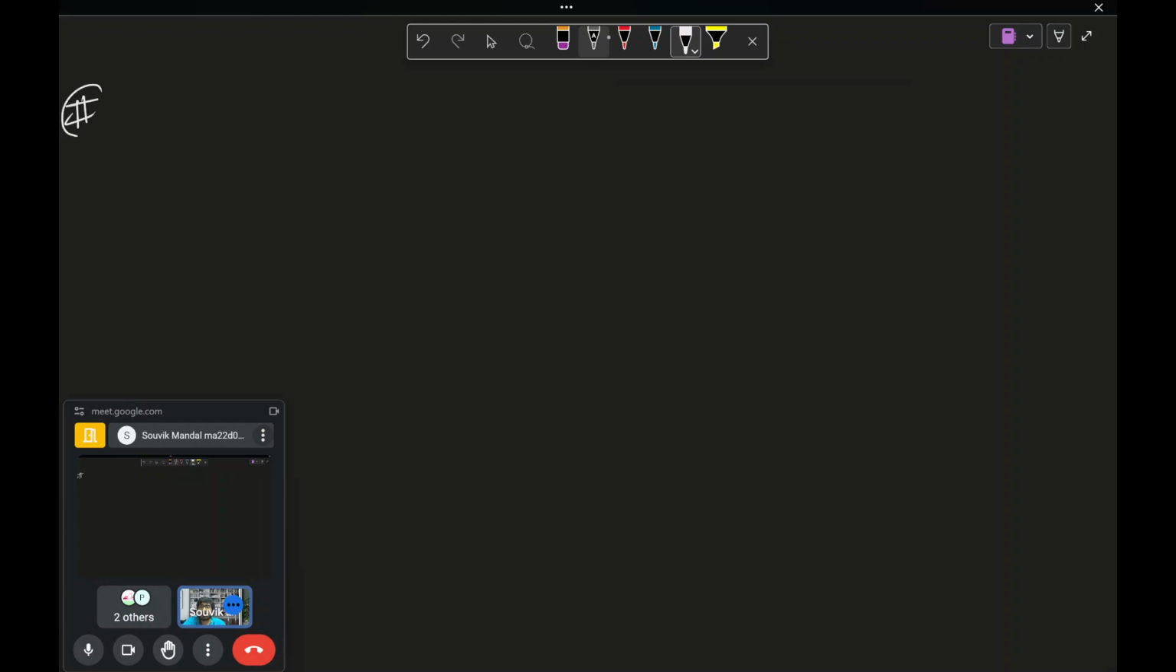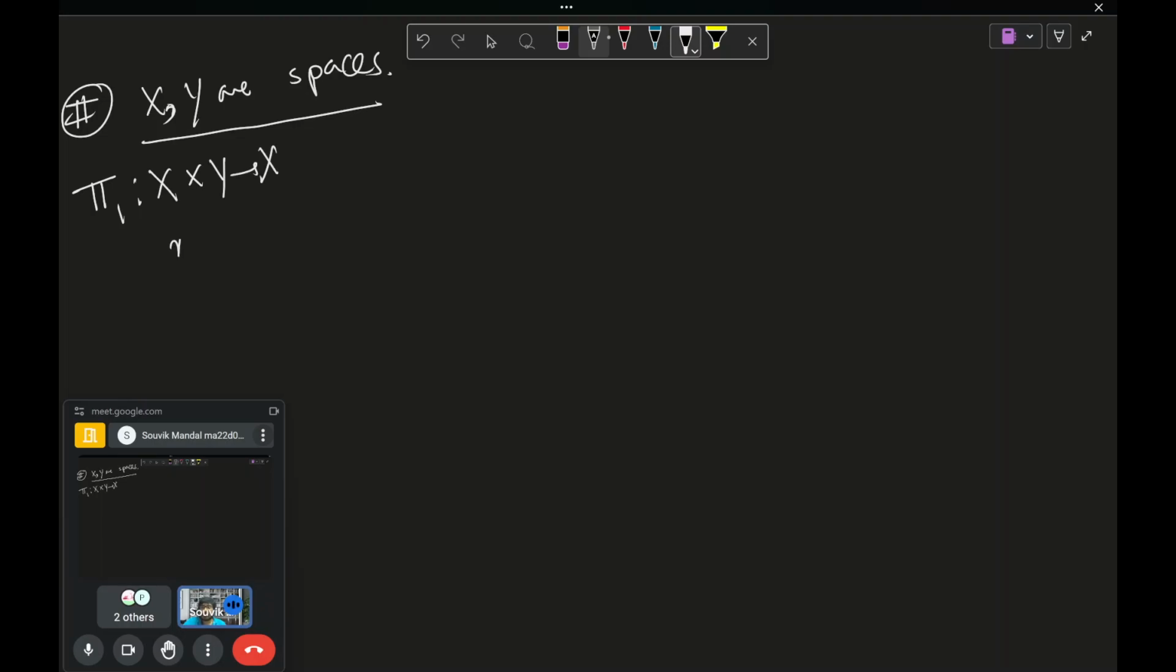Now there is another important result. Suppose X and Y are spaces. By the way, it is natural to write X and Y are spaces in many books also. Spaces means X and Y have some topology, and we usually don't write the topology explicitly. Consider the map pi one from X cross Y to X, which is nothing but the first coordinate projection, (x, y) goes to x.